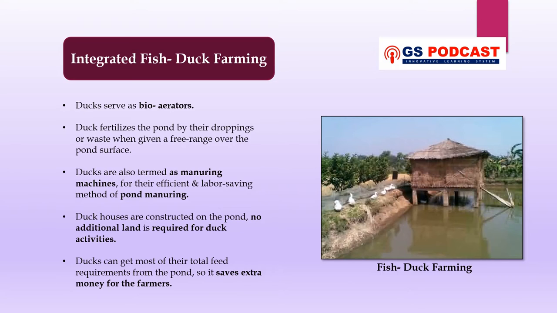Also, duck houses are constructed on ponds, hence no additional land is required for the duck activities. And ducks can get most of their total feed requirements from the pond in the form of aquatic weeds, insects, larvae, earthworms, etc. So in this way, the cost of feeding can be reduced. So this arrangement saves extra money for the farmers. So this is an example of the fish duck integrated farming system.